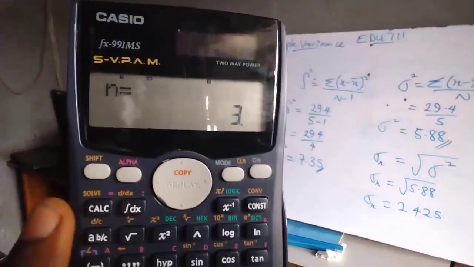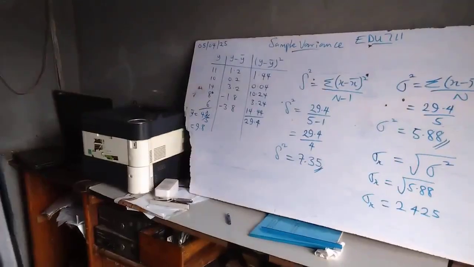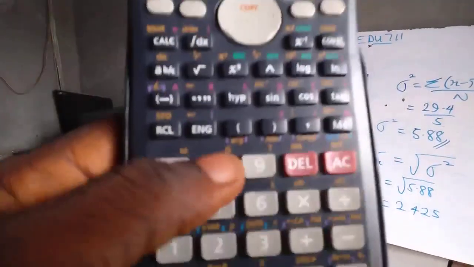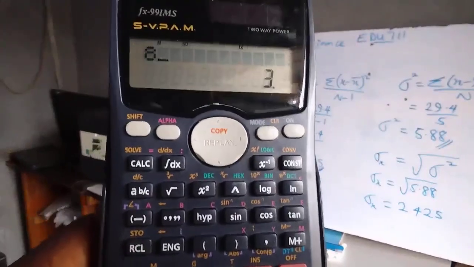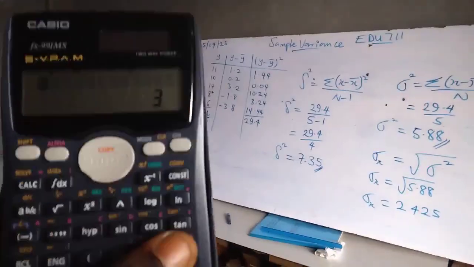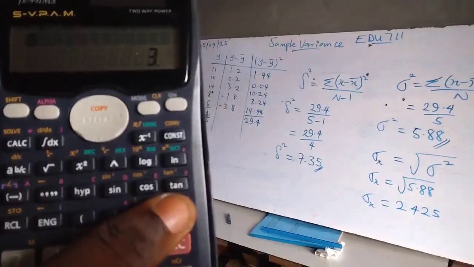That makes n equals 3. Then the next is 8. So let's press our 8. You see 8. Then you press M plus on your keyboard.